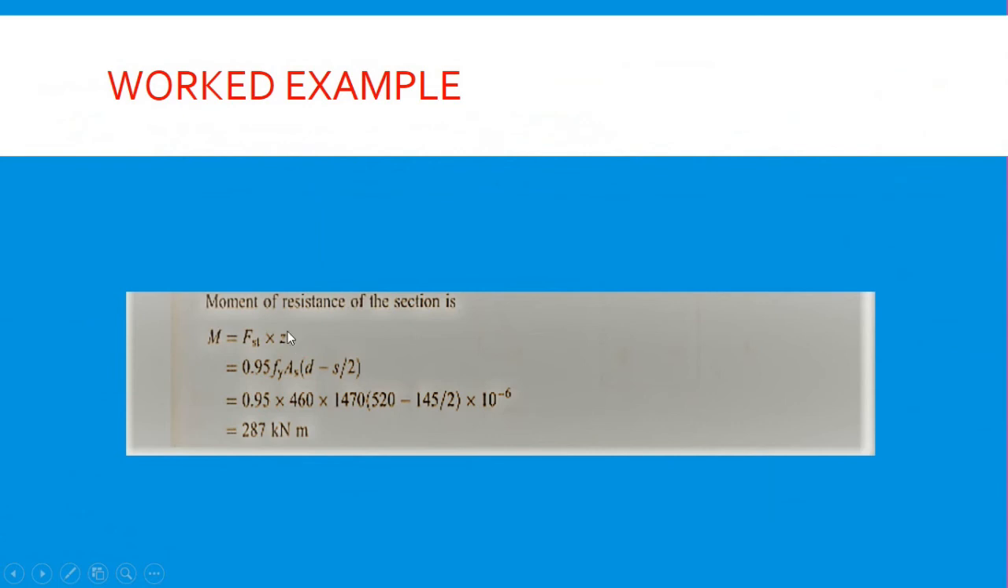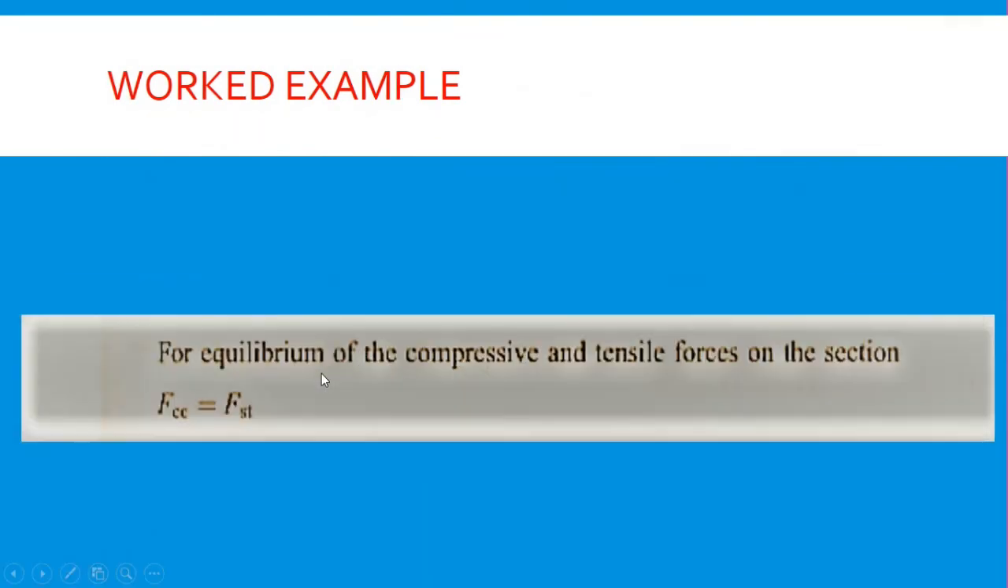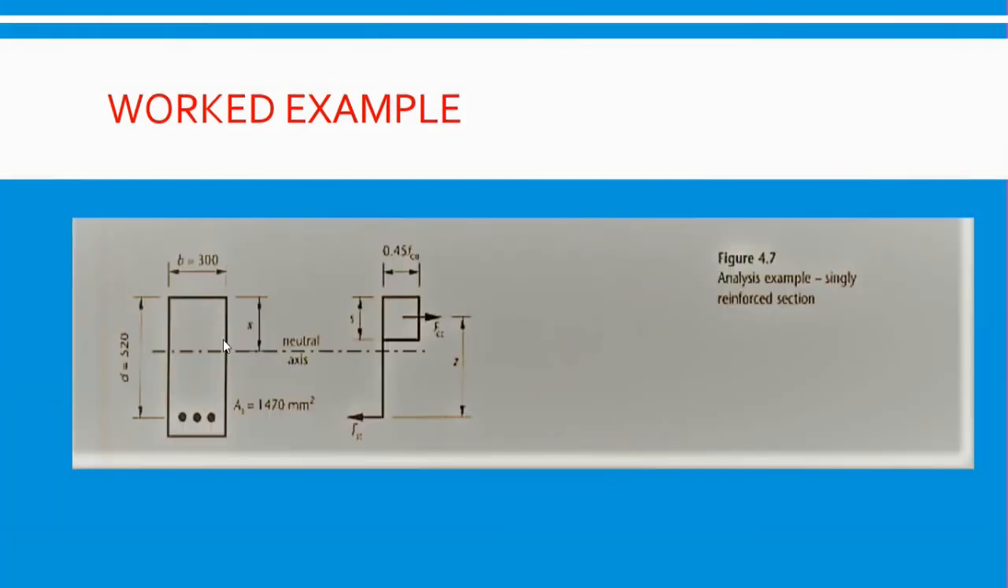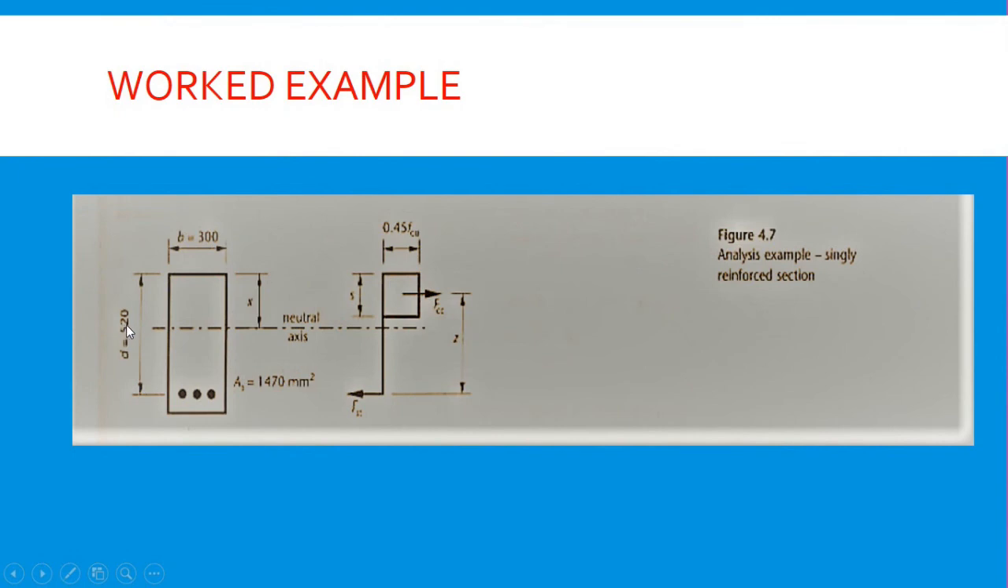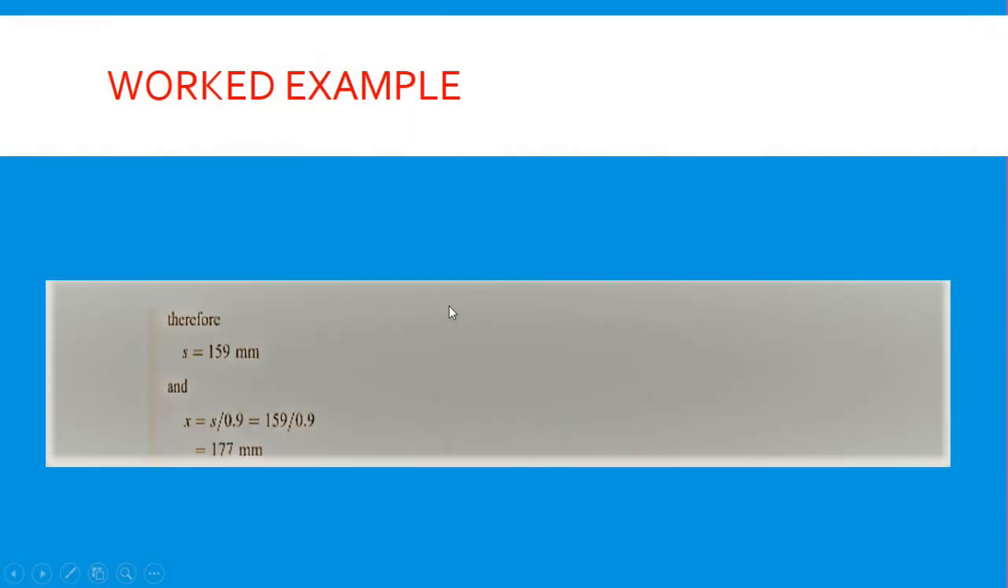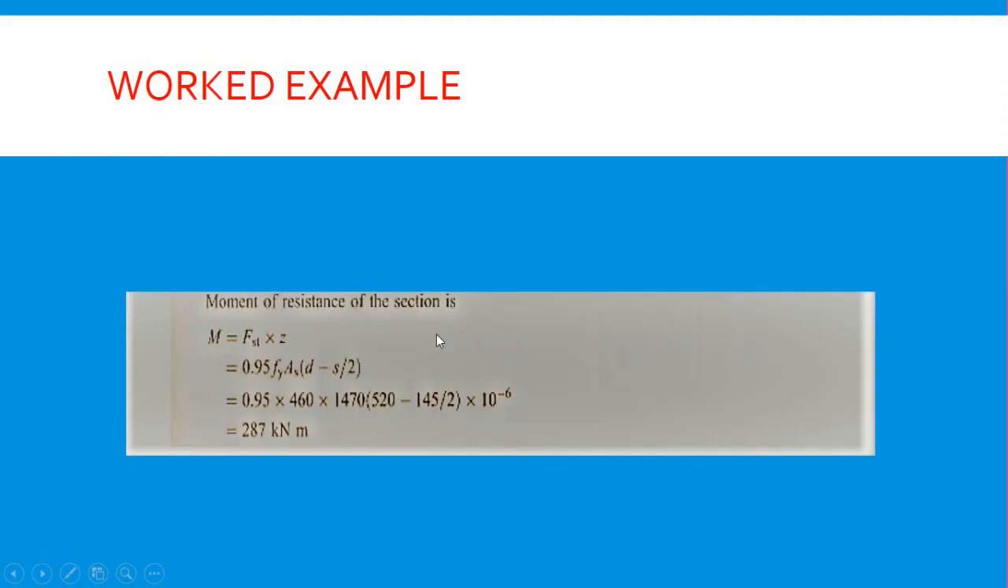To find the value of z, we use this formula: d minus s over 2. We already have the value of d, which here is 520. Substituting in the equation, we find the value of z, which is d minus the value of s over 2. That's up to this point here, where the force acts.